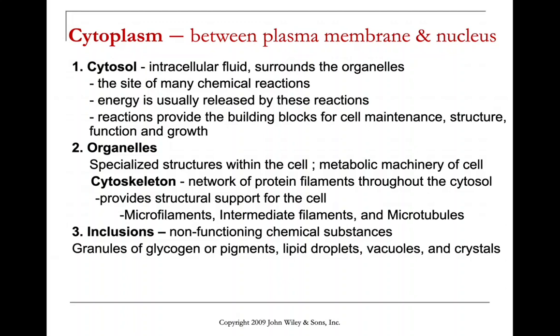The cytoskeleton literally means cyto is cell, and skeleton is a set of protein filaments that go throughout the cytosol. It provides support. They include the microfilaments, intermediate filaments, and microtubules. Then we can have inclusions, which are non-functional chemical substances. This can be granules of glycogen, pigments, lipid droplets, vacuoles, or crystals.